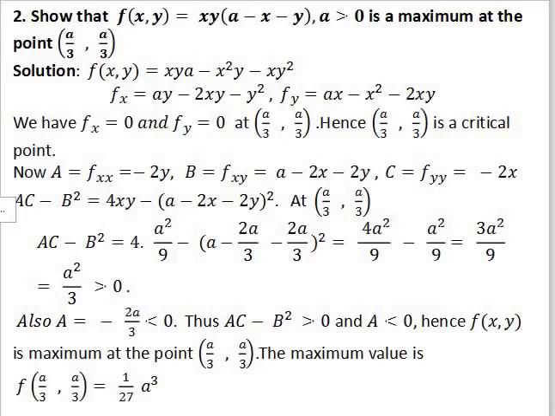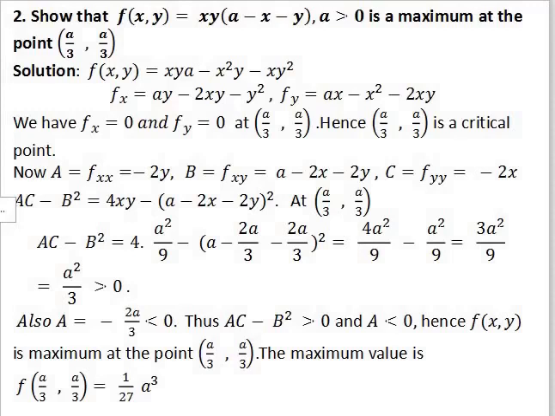Show that f of x comma y is equal to xy into a minus x minus y, a greater than 0, is a maximum at the point a by 3 comma a by 3.